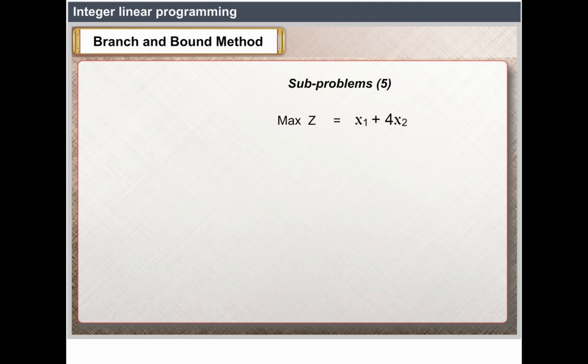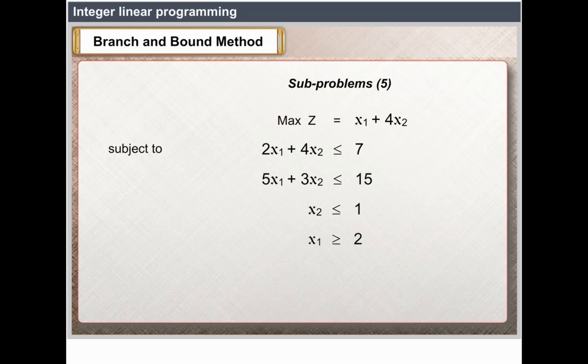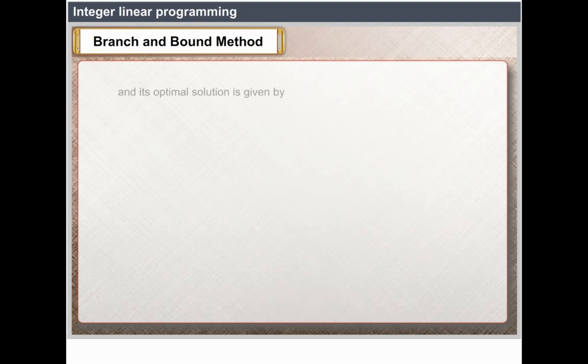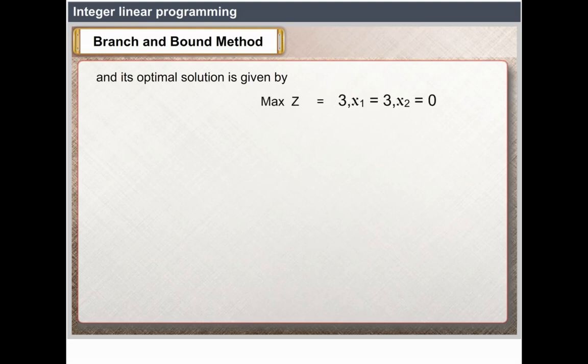Subproblem 5. Maximize z equal to x1 plus 4x2 subject to 2x1 plus 4x2 less than or equal to 7, 5x1 plus 3x2 less than or equal to 15, x2 less than or equal to 1, x1 greater than or equal to 2, x2 less than or equal to 0 and x1, x2 greater than or equal to 0. Its optimal solution is given by maximize z equal to 3, x1 equal to 3, x2 equal to 0. This subproblem is fathomed.